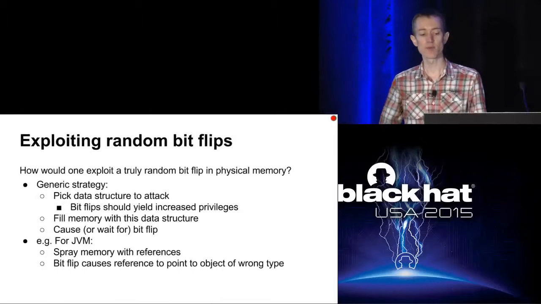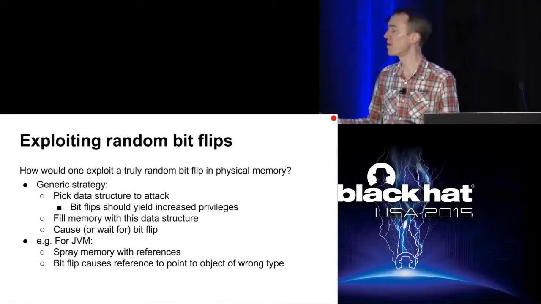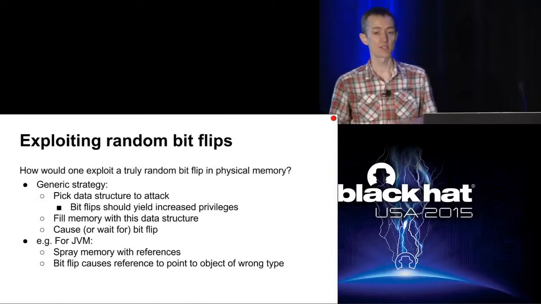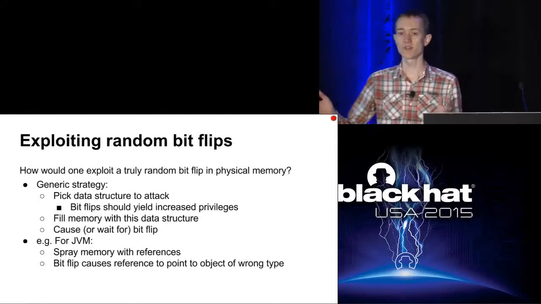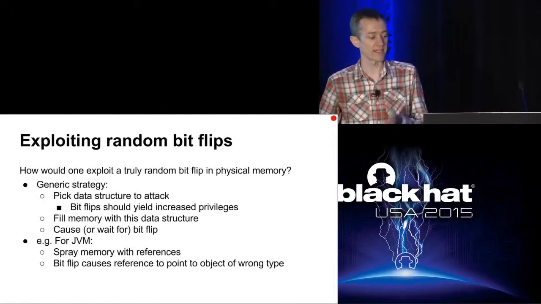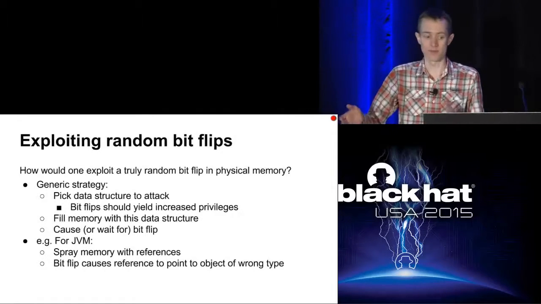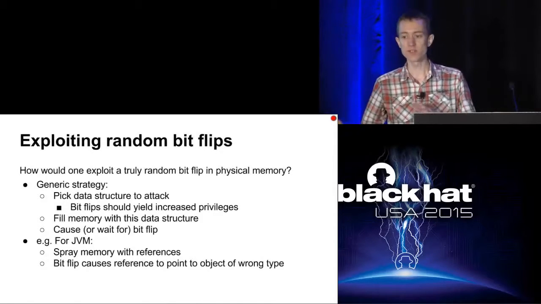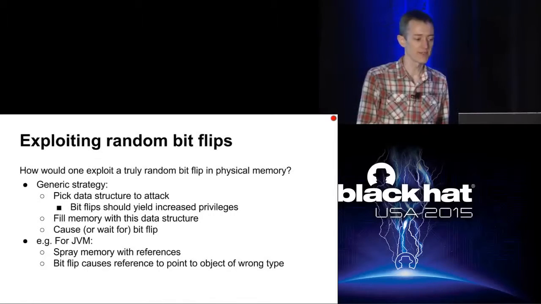So firstly, we would want to find a data structure to attack. And that should be one where a single bit error at a random location has quite a good chance of increasing our privileges. And then we would try and fill as much memory as possible with that data structure, and then try and cause bit flips to occur or wait for them. And then somehow we'd need to figure out whether a useful bit flip has occurred, and then if it did, try and make use of it.